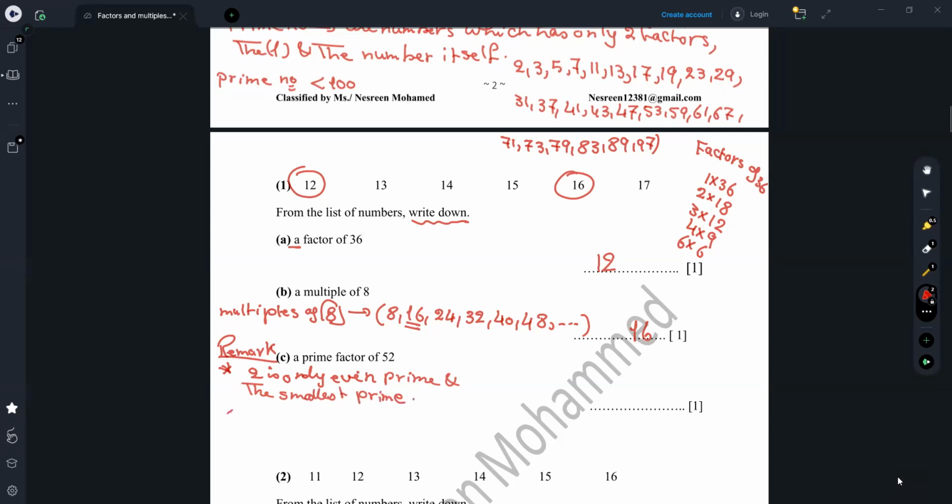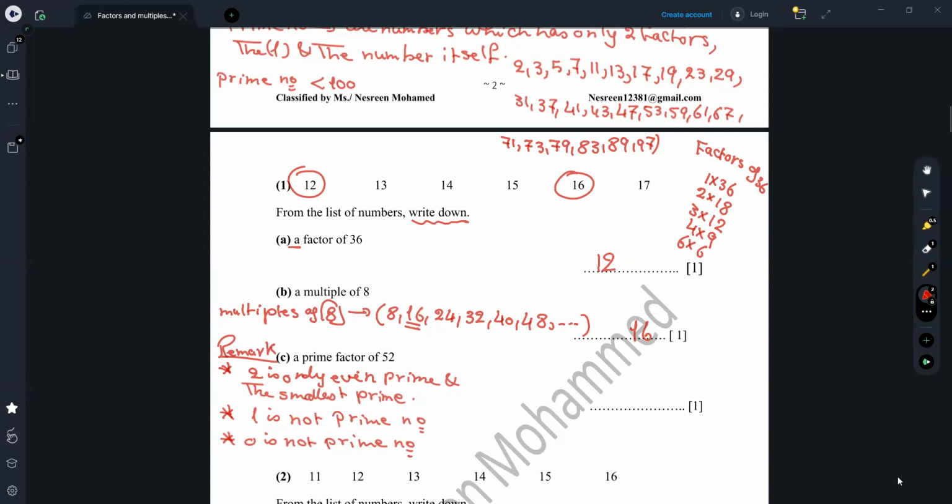And then 1 is not a prime number. This is the next item. Then 0 is not a prime number. Okay, so here 2 is the only even prime and the smallest prime. 1 is not a prime number. 0 is not a prime number. Okay, this is the next one.